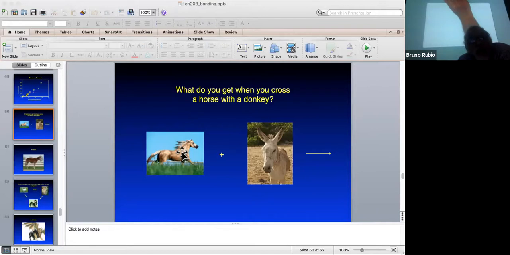That is a resonance structure. This is another resonance structure. But when you cross a horse and a donkey, you don't get something that is flipping back and forth between being a horse one minute and a donkey the next minute.